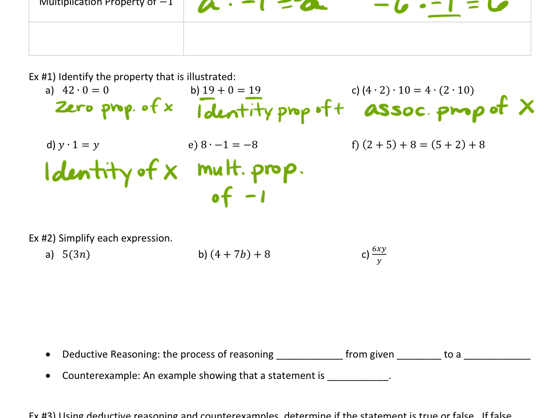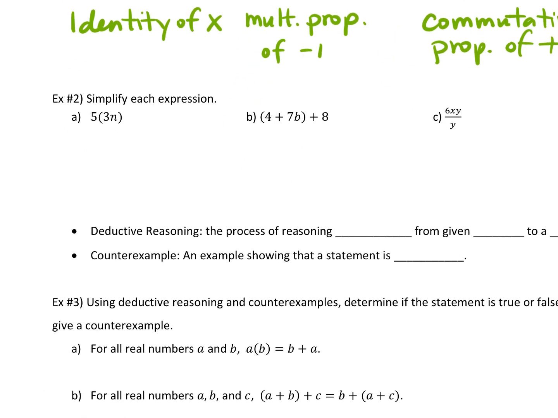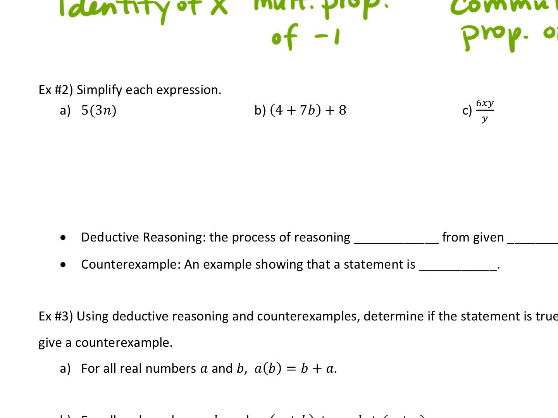What's F? So a lot of people mix this one up because there are parentheses in there and things are moving. But did the parentheses move? Nope, just what was in it swapped places. So which one is that? That's the commutative property of addition. Okay. Then we're going to simplify some expressions here, which are going to use these properties.